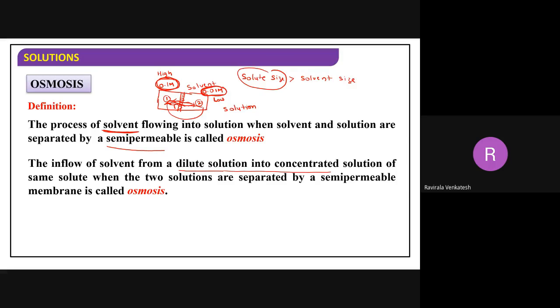So what is osmosis? Simple definition. When two solutions of different concentrations are separated by a semi-permeable membrane, then the flow of solvent from lower concentration to higher concentration is called osmosis. Simple or not? The flow of solvent from dilute solution to concentrated solution, when these two solutions are separated by a semi-permeable membrane, you are calling osmosis. Anybody having doubts regarding osmosis?